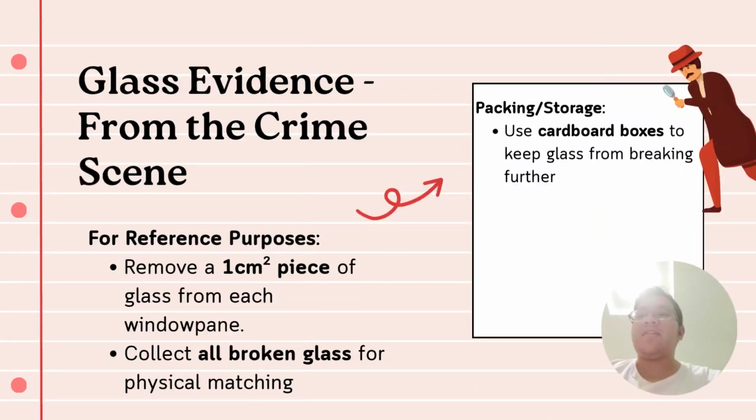For glass evidence from the crime scene, for reference purposes, just remove a 1 centimeter squared piece of glass from each window pane and collect all the broken glass for physical matching. Use a tweezer or forceps with a plastic tip, and for the packaging, it's better to fold it first with newspaper or any paper packaging before putting it in a cardboard box to prevent it from breaking any further.